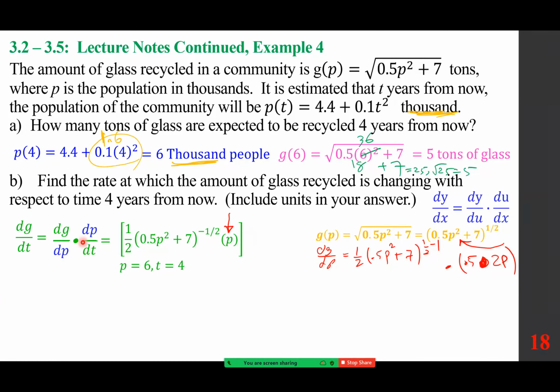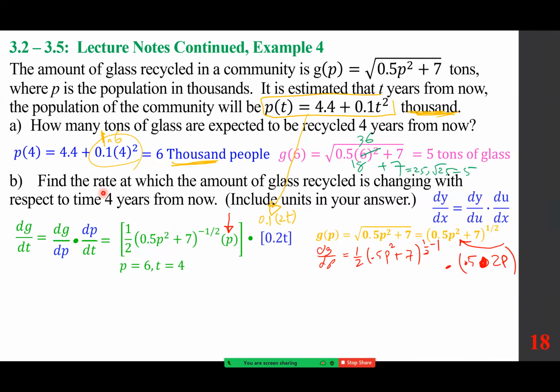This is dg dp. Now what is dp dt? Let's go to the function here, 4.4 plus 0.1 t squared. So the derivative, when you take it with respect to t, becomes 0.1 times 2t, which makes it 0.2t. Now, we don't have to simplify because we just want to evaluate it. Of course, we can simplify it, make it a function of t, all of the above.